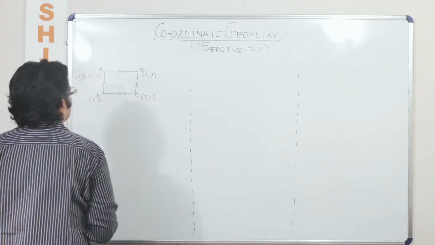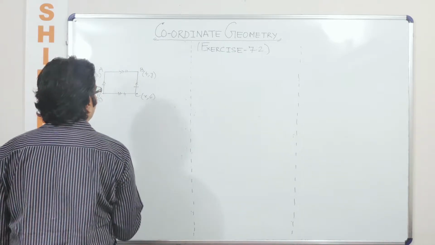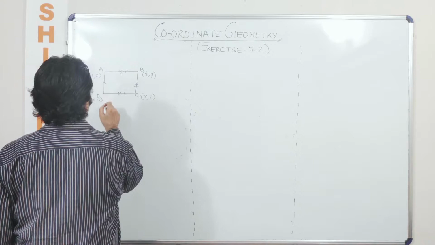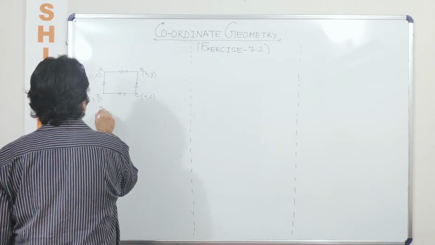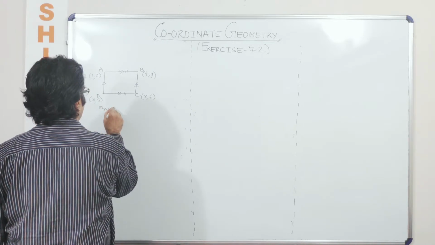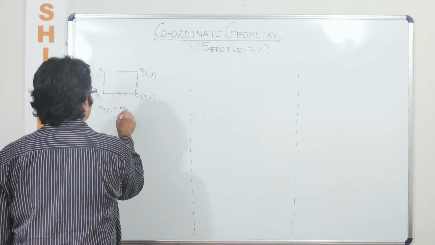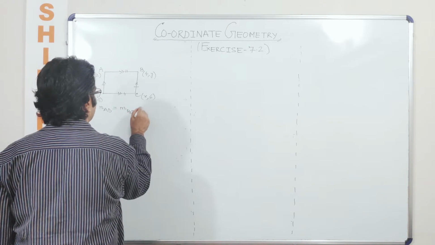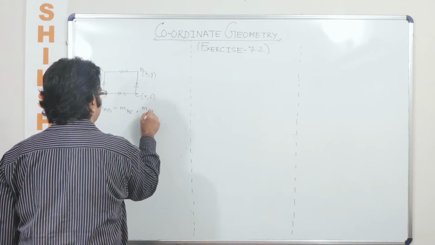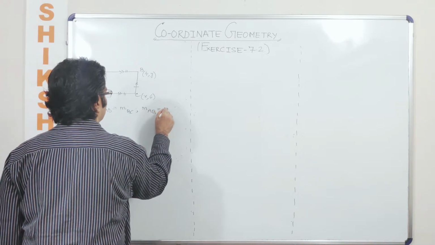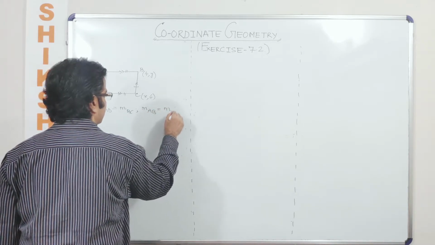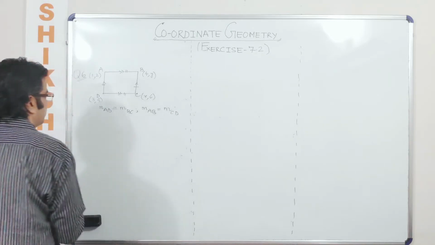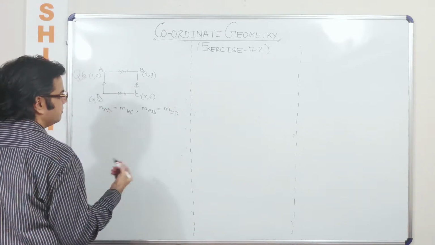Fair enough. Now we can use the slope formula here, because we know that the slope of the line AD will be equal to the slope of the line BC. Yes. At the same time, the slope of the line AB should be equal to the slope of the line CD. Yes. So using the slope formula, you'll be getting 2 equations.